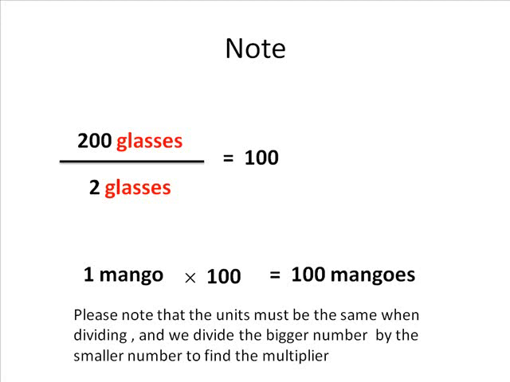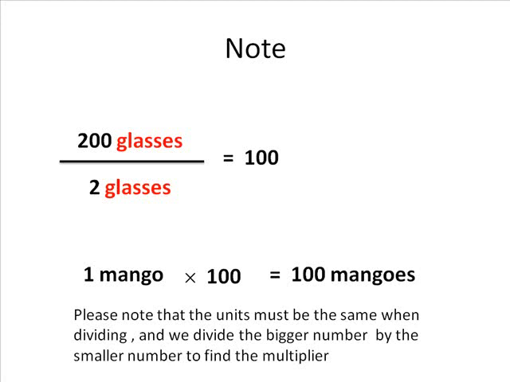So even if you had seconds, it must be divided by what? Seconds. If you had grams, it must be divided by grams. So what we're simply saying is that the unit of measurement must be the same. So here our unit of measurement this time is glasses. So 200 glasses divided by 2 glasses would equal 100.